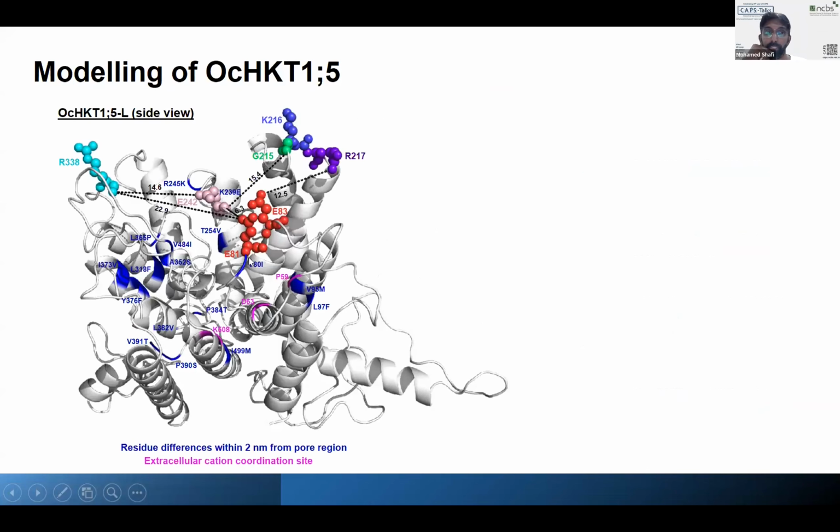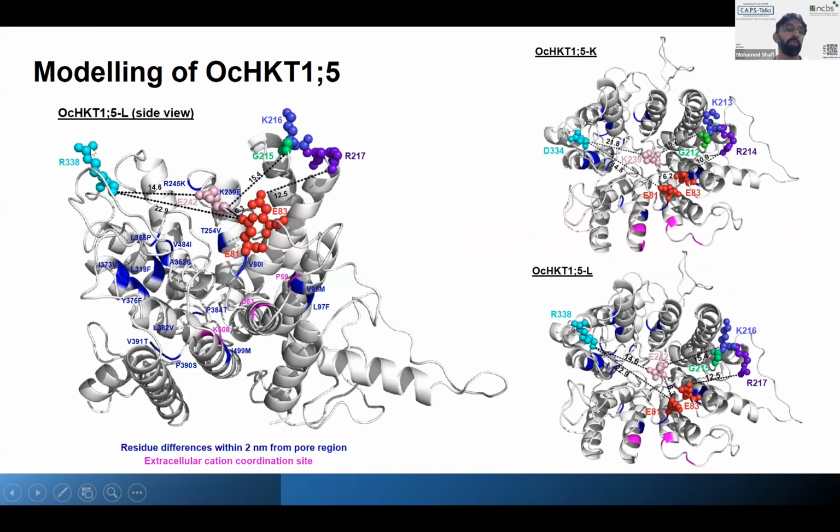So we modeled them just like how we modeled the OCHKT1.5 and OCHKT15K. Now here, when you compare, there is a swapping of residues. Here you can see in the K protein we have an aspartic acid and a lysine. Here, instead of aspartic acid we have arginine, and here we have a glutamic acid. A swapping of the charges happened when we compared the K and L proteins.